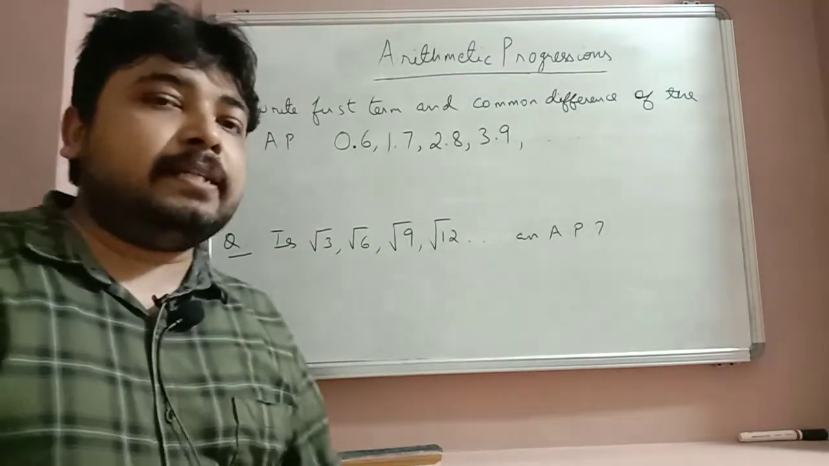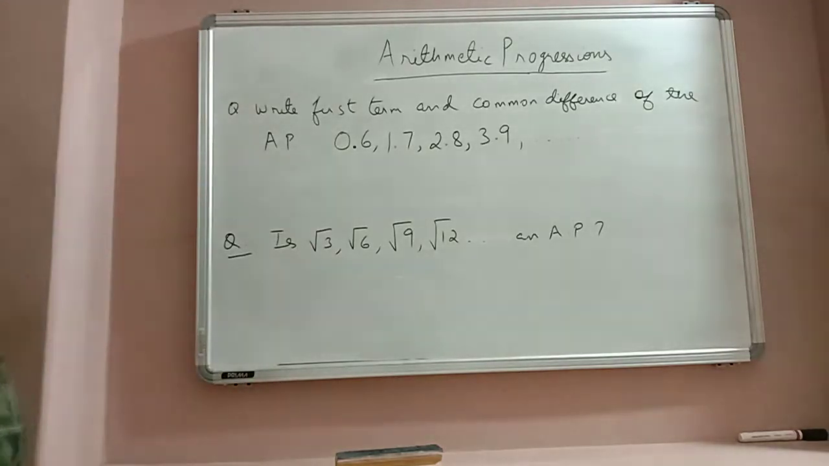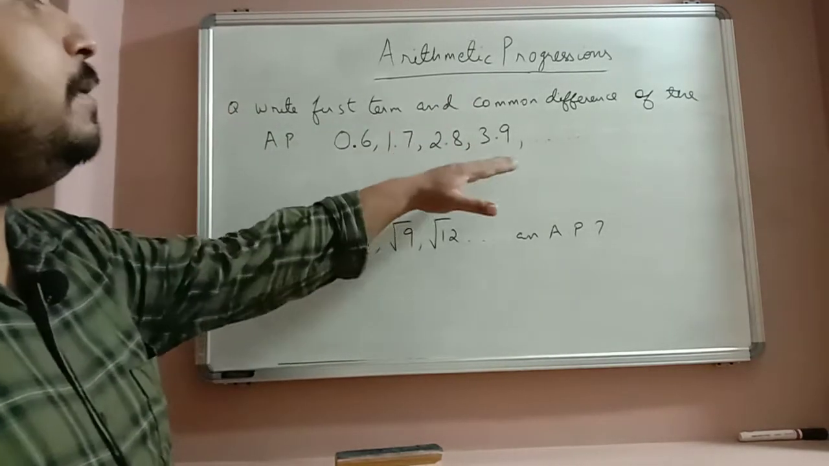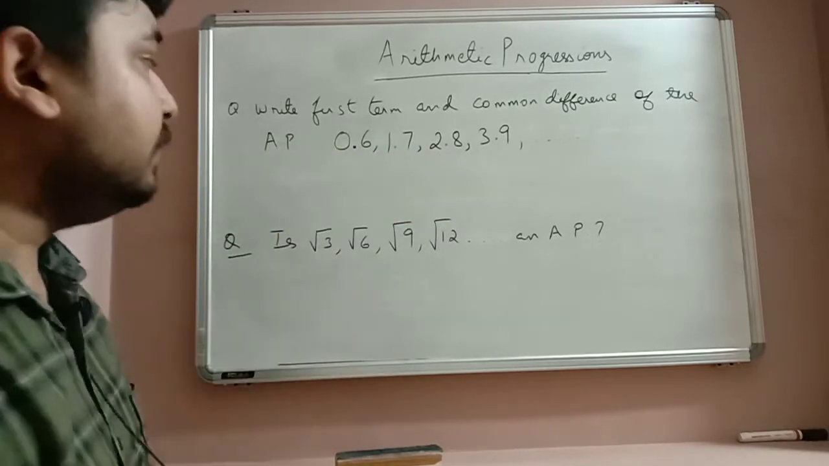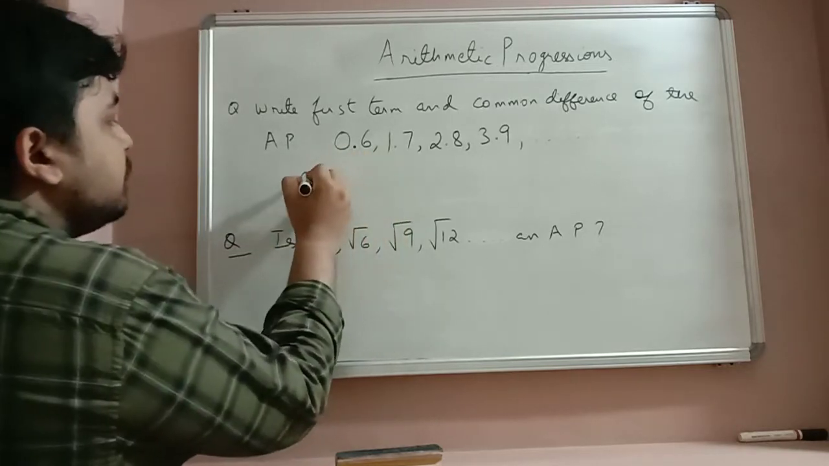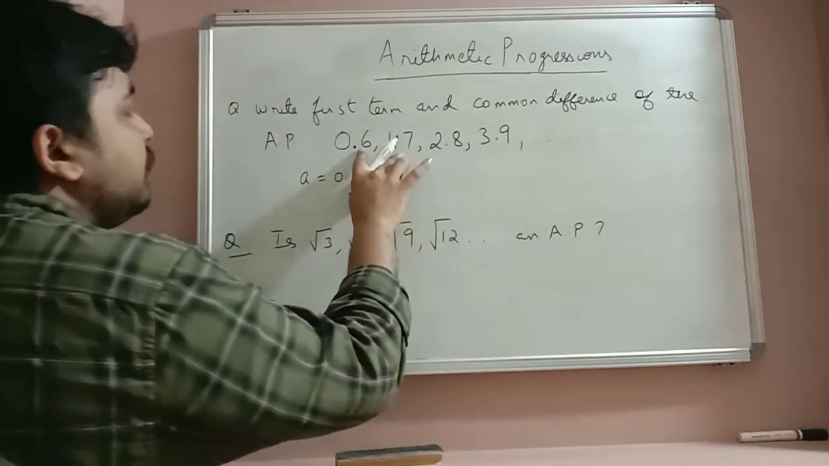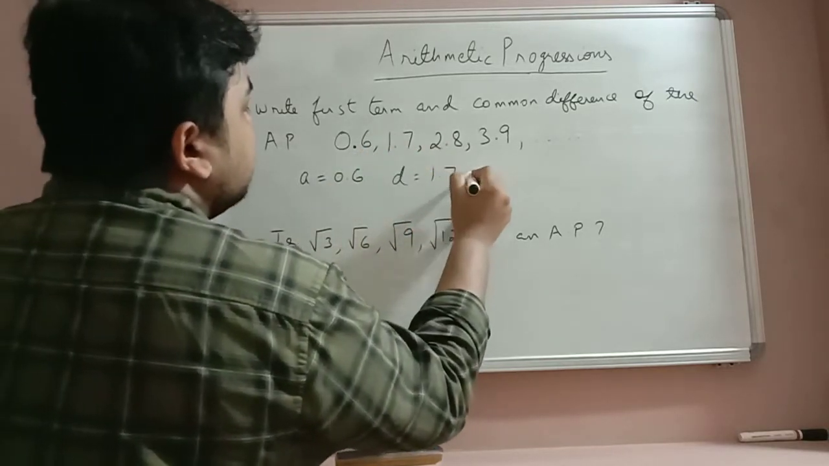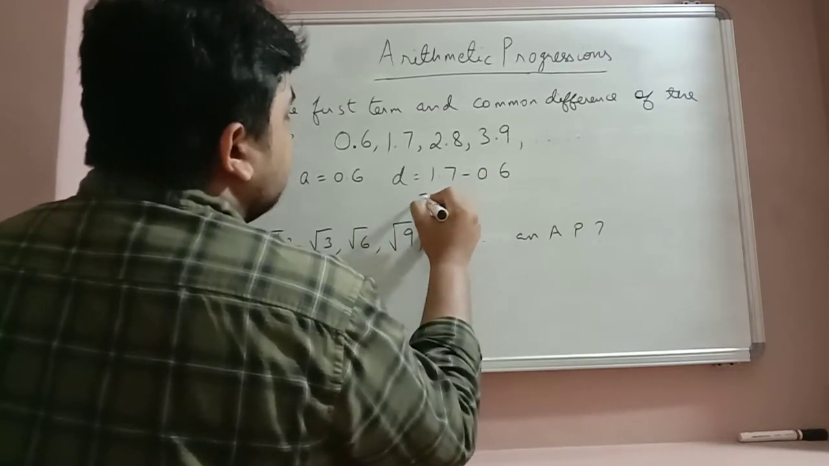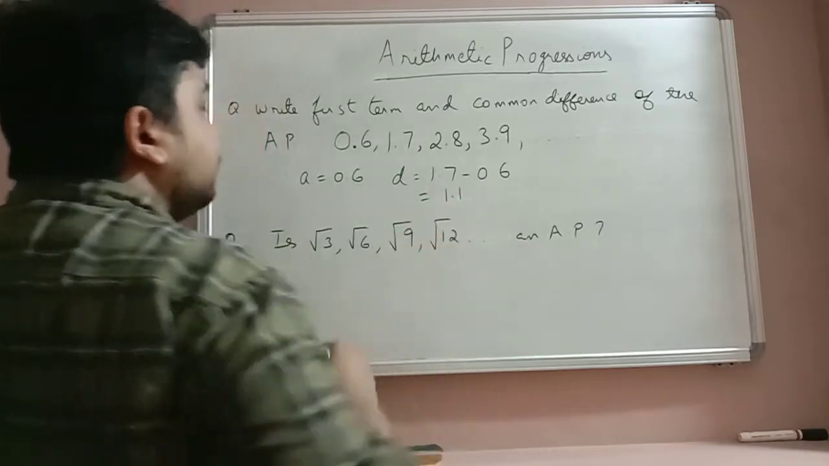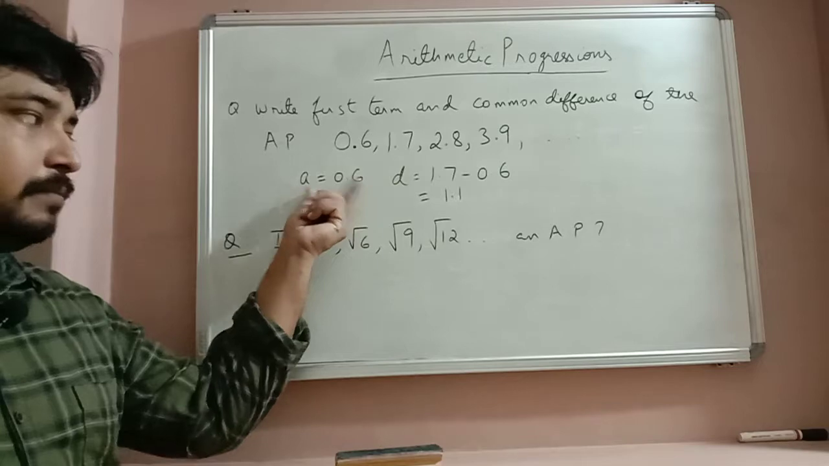Alright students, let's take up two very simple questions from the first exercise. Question 1 says, write the first term and the common difference of the AP 0.6, 1.7, 2.8, 3.9. It's very simple to write. Our first term a is 0.6 and our common difference, you can choose any two consecutive terms and find the difference: 1.7 minus 0.6. So this will turn out to be 1.1. So the common difference is 1.1 and the first term is 0.6.